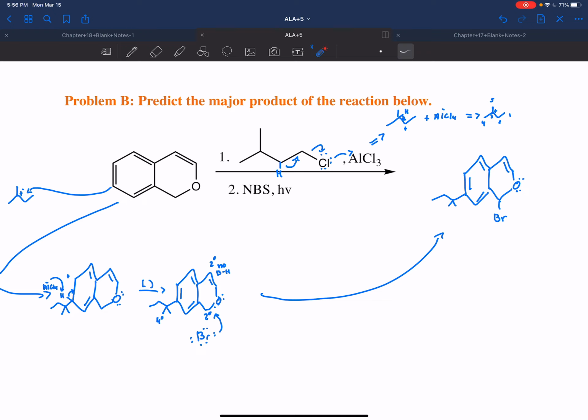I chose to do problem B, predict the major products of the reaction below, with this starting material and these reagents. So I look at my starting material first, and I see that this is my benzene ring right here. And I determine that these are my substituents, right?